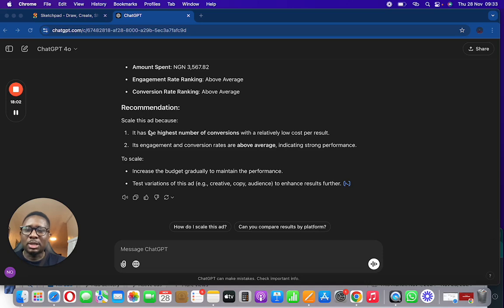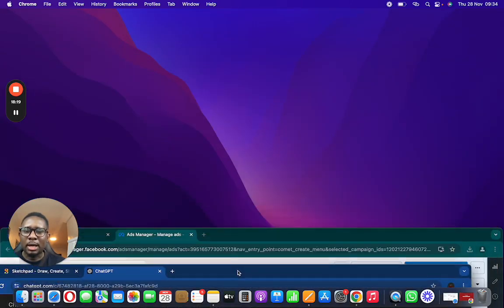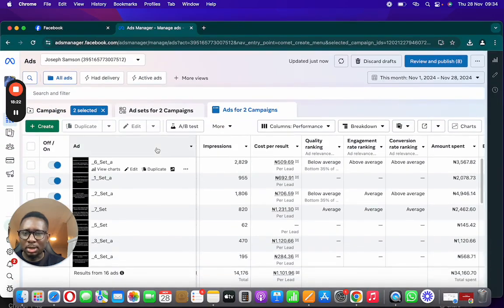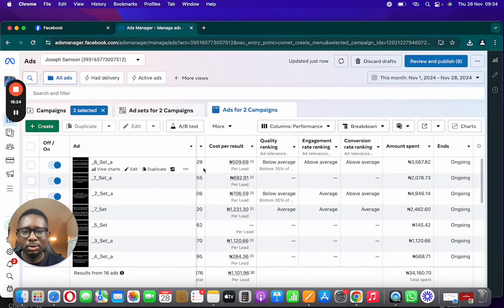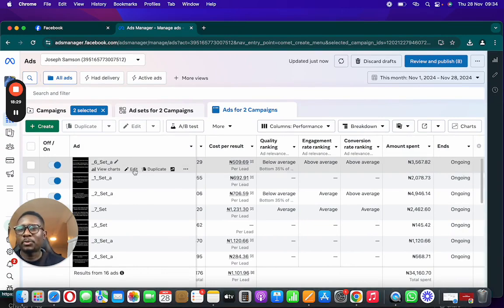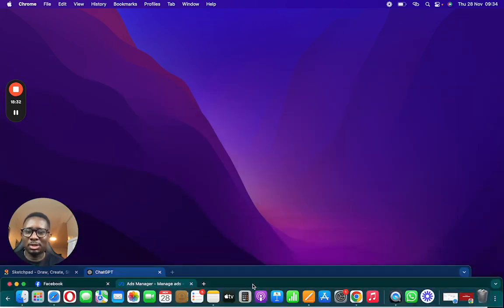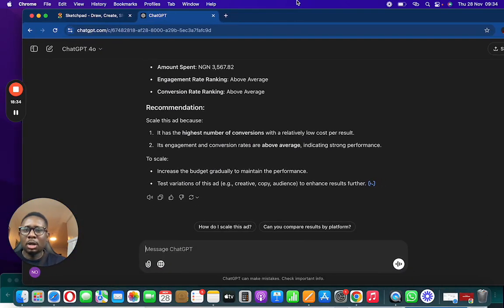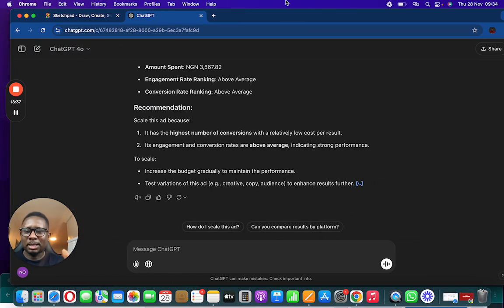And then it gave a recommendation: scale this ad because it has the highest number of conversions with a relatively low cost per result. Its engagement and conversion rates are above average and strong. So with that, I have the information that I need. I go back to my ad account to look at the particular ad it's talking about, and it's this one that I thought was actually a good deal. All right, so this is the one it's talking about. I'm not going to show this now because this contains information about my own offer, so I won't show you what that particular information is.